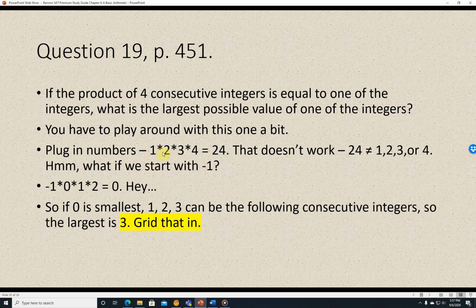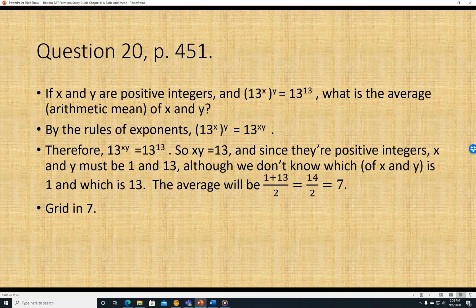Well, -1 times 0. Oh, I get it. Now it's 0. So the whole product's equal to 0. So if 0 is the smallest number, then you have 1, 2, and 3 as the consecutive integers. So the largest is 3. So grid that in. That's just kind of a little creativity test.